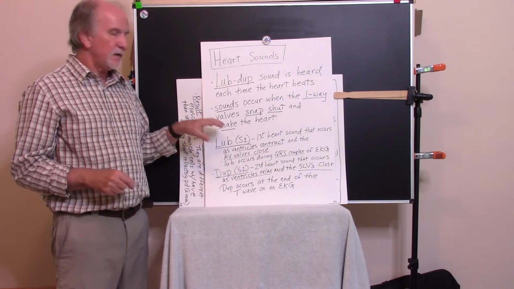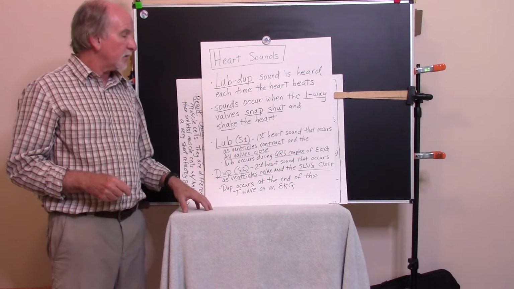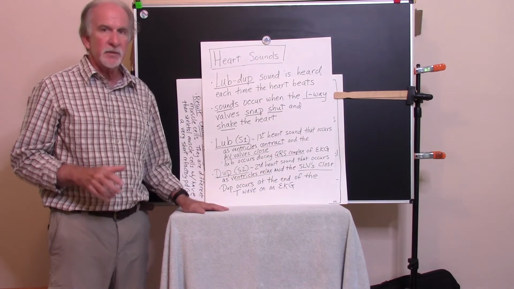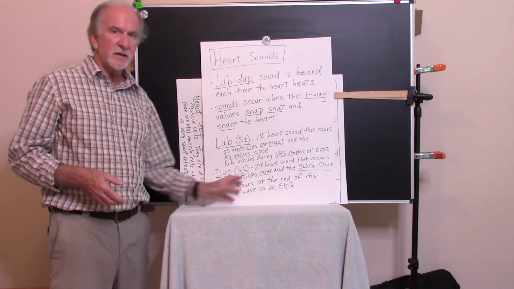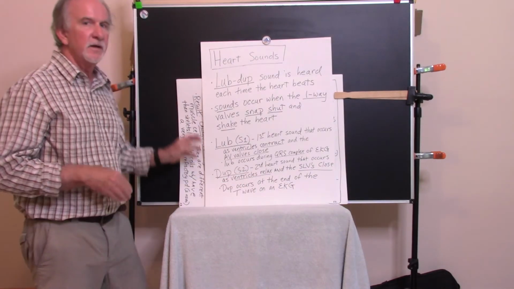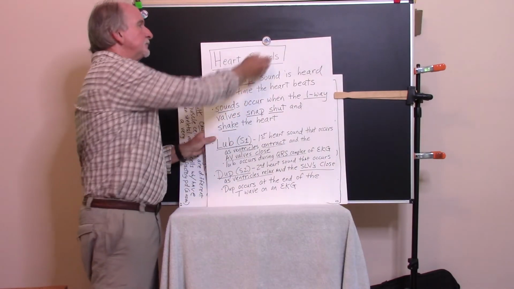We're going to find that the lub sound, or S1, occurs during the QRS complex of an EKG, and the dup sound occurs at the end of the T wave during an EKG.